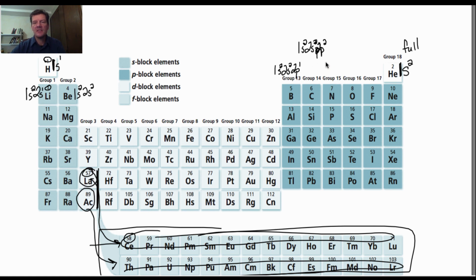Nitrogen has 7. It's going to be 1s2, 2s2, 2p3. Wait, why 3? I thought you could only have 2. Remember there are 3 different p orbitals? So the first p orbital was full here. I'm now filling the second p orbital. So that's why there's 3. Those 3 p orbitals can hold a maximum of 6. Alright?